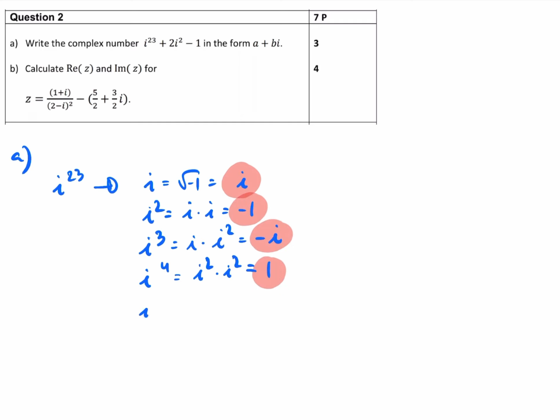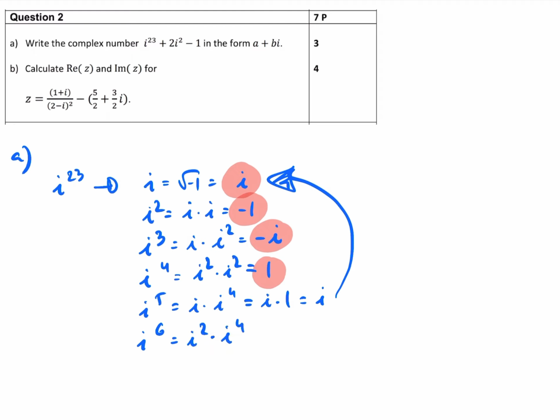Why do I stop here? Because i to the power 5 is just going to be i times i to the power 4, which is just i times 1, which is just i. Whoop, we're back there. i to the power 6 is i squared times i to the power 4 again. i to the power 4 is 1, which means that this is just i squared times 1, which is just -1. We go back there. So from there on, we just get these same answers repeated. So the question is how many cycles of 4 we get there.